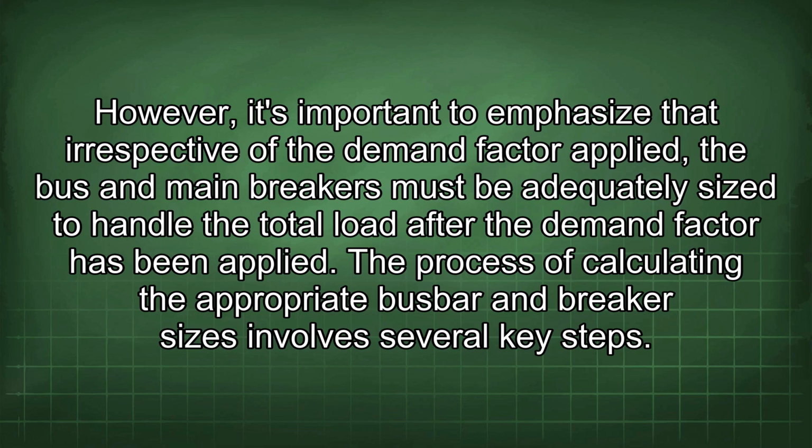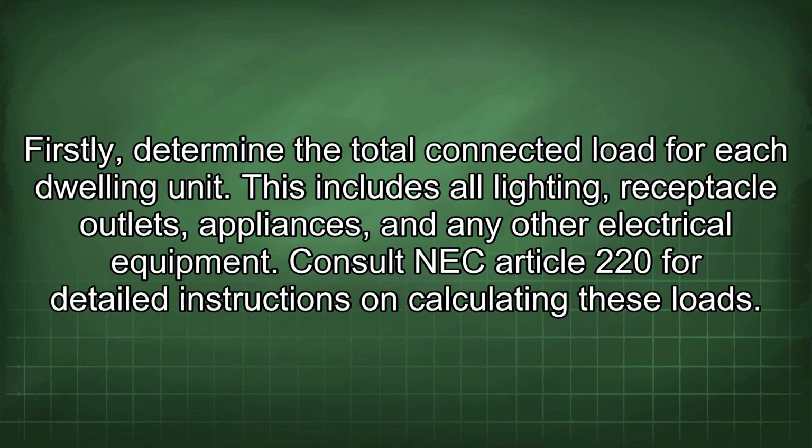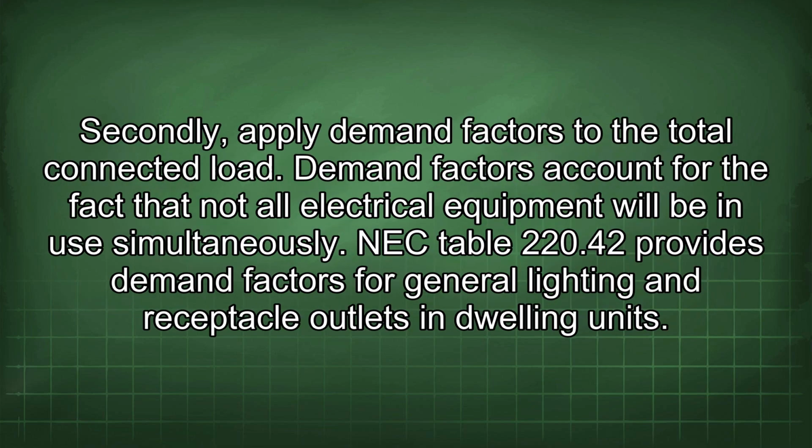The process of calculating the appropriate busbar and breaker sizes involves several key steps. Firstly, determine the total connected load for each dwelling unit. This includes all lighting, receptacle outlets, appliances, and any other electrical equipment. Consult NEC Article 220 for detailed instructions on calculating these loads. Secondly, apply demand factors to the total connected load. Demand factors account for the fact that not all electrical equipment will be in use simultaneously. NEC Table 220.42 provides demand factors for general lighting and receptacle outlets in dwelling units.